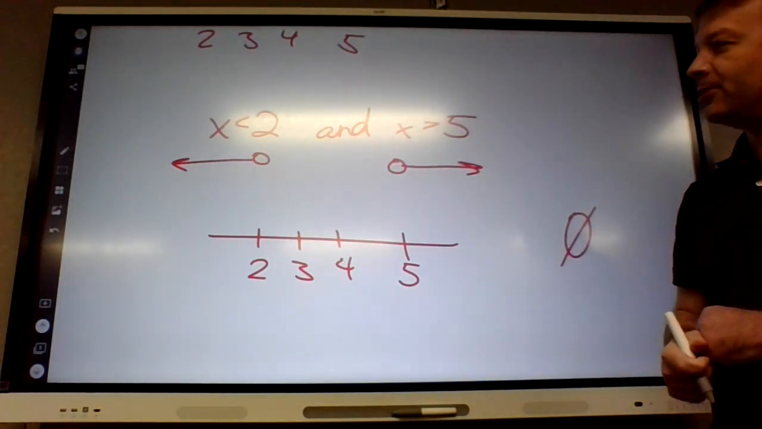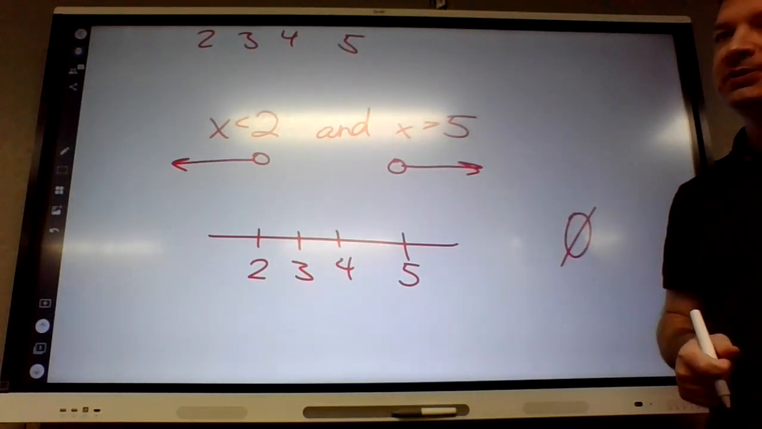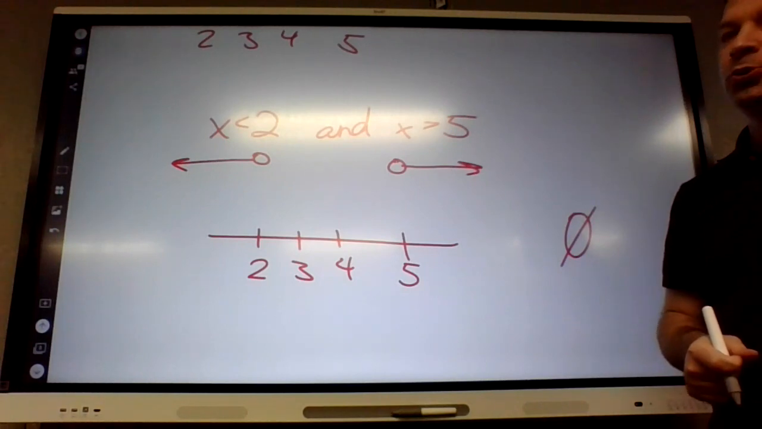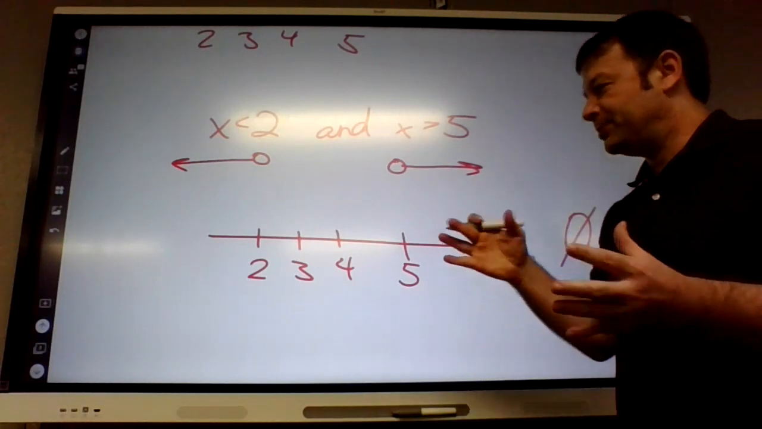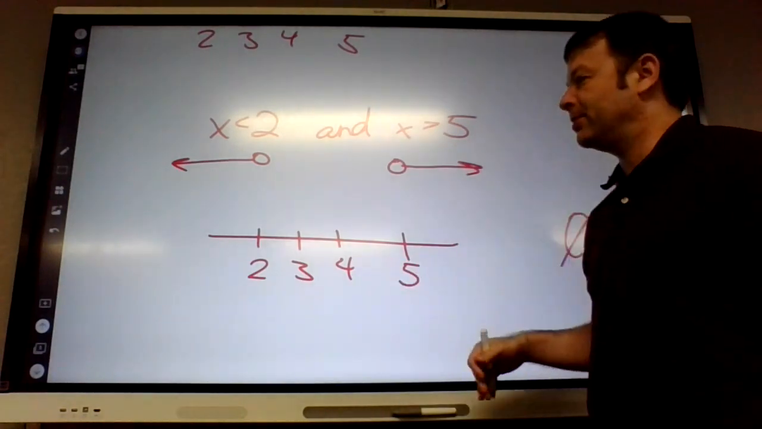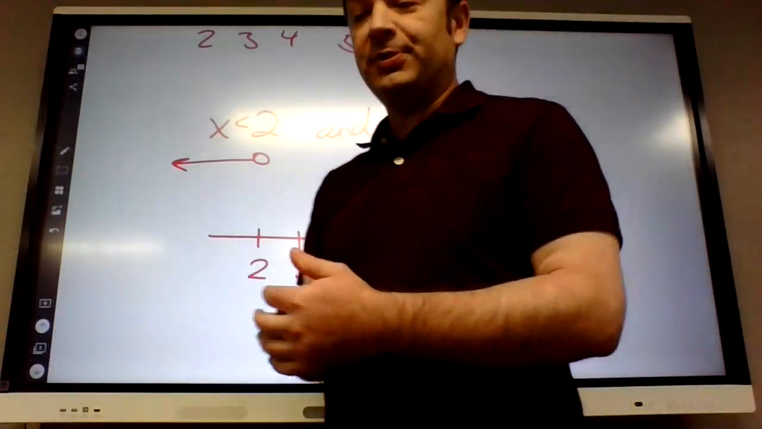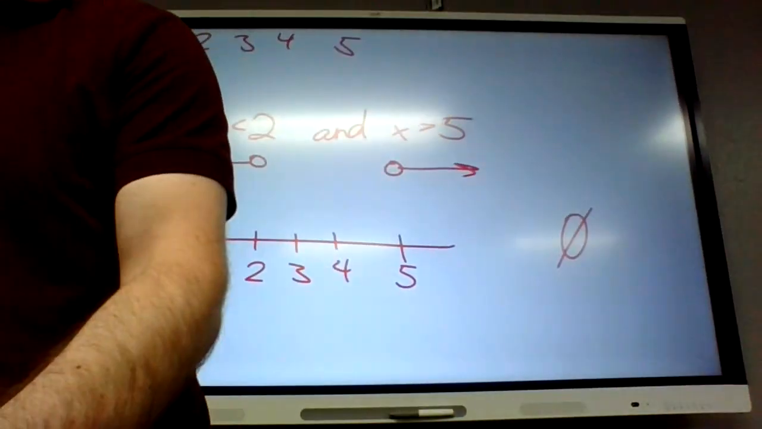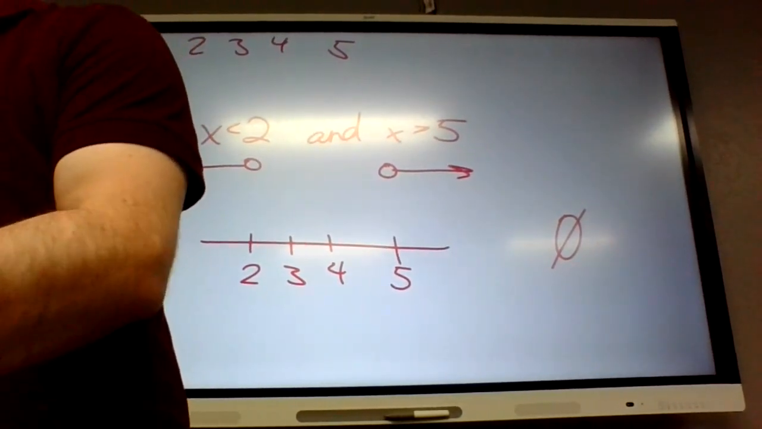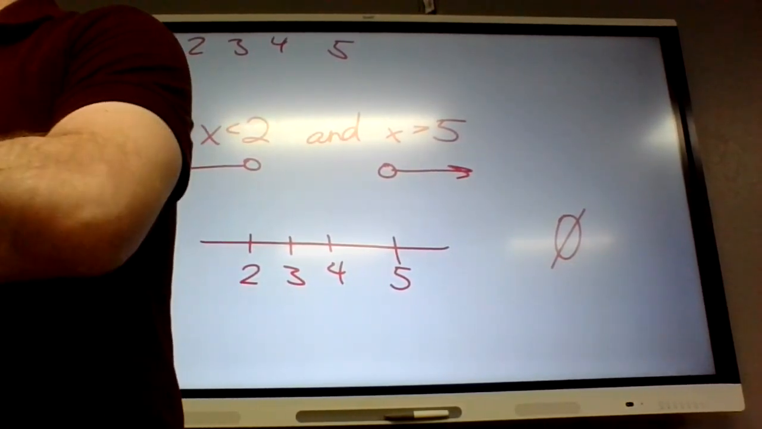The problem is tomorrow we're doing something called disjunctions, which means or. And when we jump back and forth between and or, people get confused. But maybe today will be okay. We'll see how it goes.